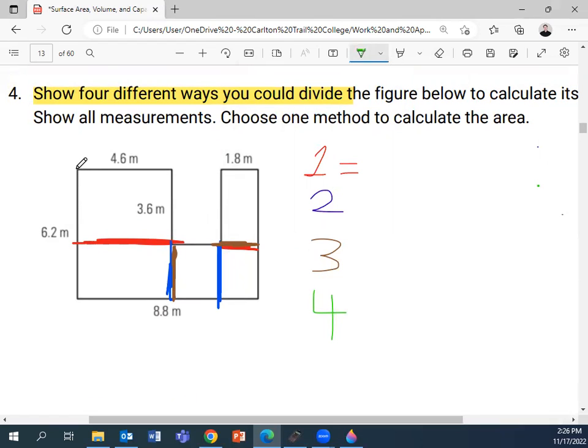I could also just take the whole thing and just subtract out this bit. You could also do that. That works. There's a bunch of different ways you can do it. You can pick whichever one you like the most, but I just wanted to show that off there.